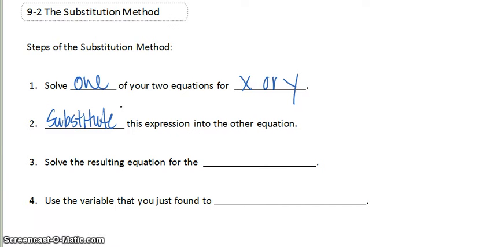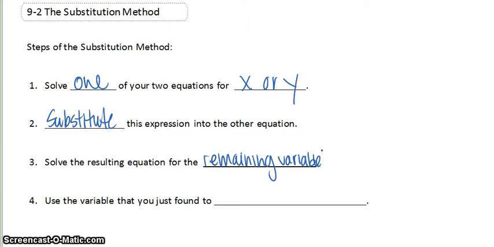And then you're going to solve the resulting equation for the remaining variable. So you're only going to have one variable left once you do that substitution, and you're going to find what you get. You'll get either x equals something or y equals something. It'll be an actual number.